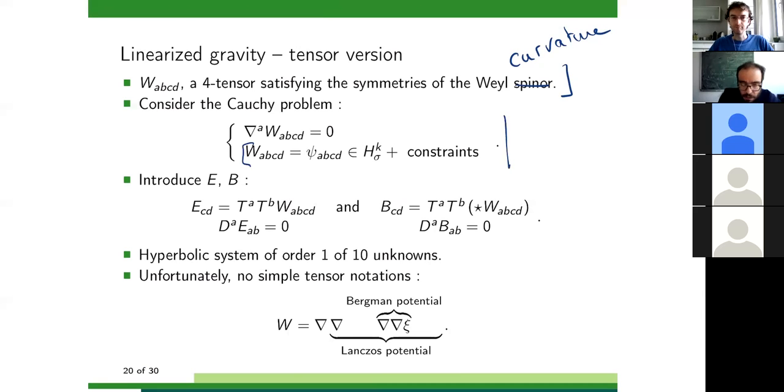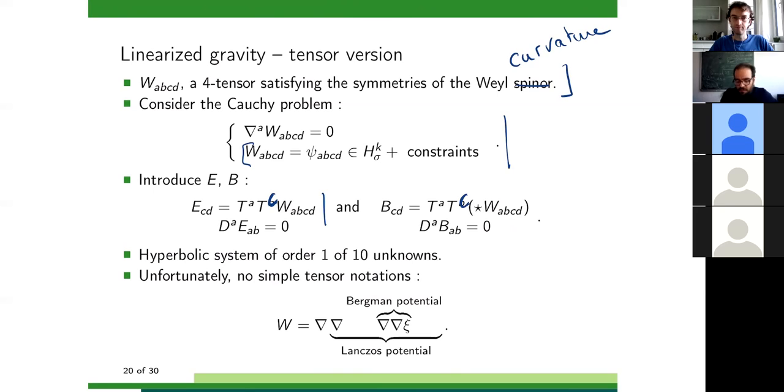You will take initial data, and like in the Maxwell case, you can define the equivalent of an electric and magnetic field by contracting your tensor twice. The contraction has to be on the right indices, because it's antisymmetric. You define an electric field by contracting your Weyl curvature twice with a time direction, and you can define the notion of Hodge dual in a similar way for this curvature to get the magnetic part. Like in the Maxwell case, the electric and magnetic parts are divergence free.